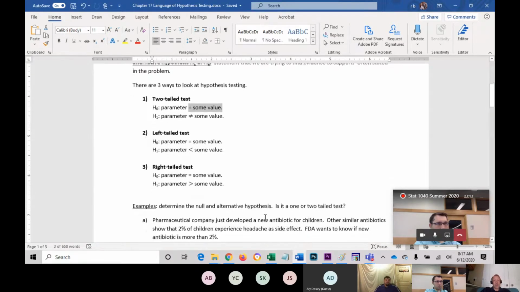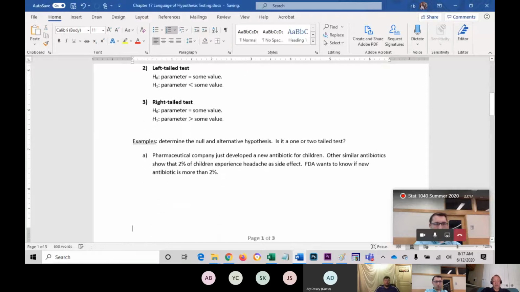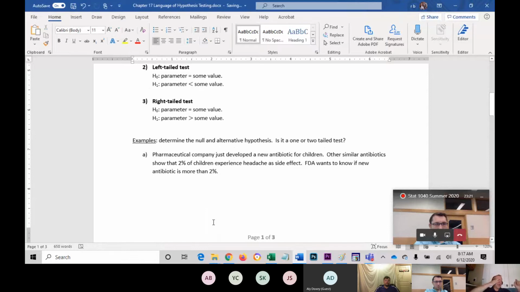So let's say here, this is our first example, and I want you guys to tell me, number one, are we using P or mu or something else? And number two, what does it equal? Okay.